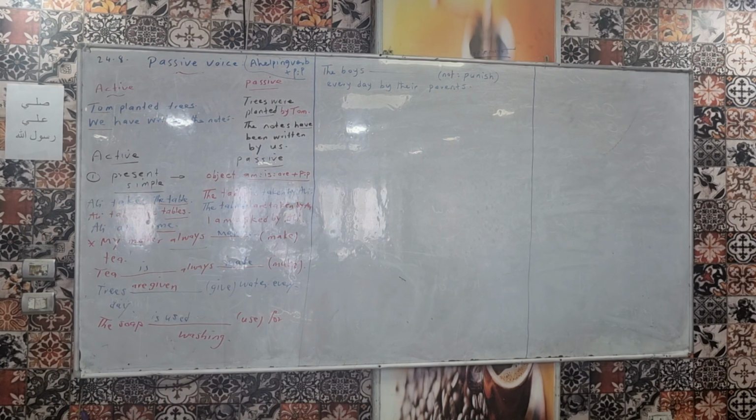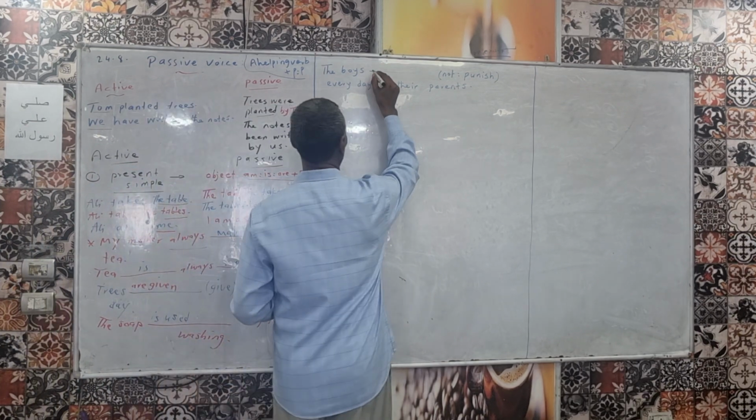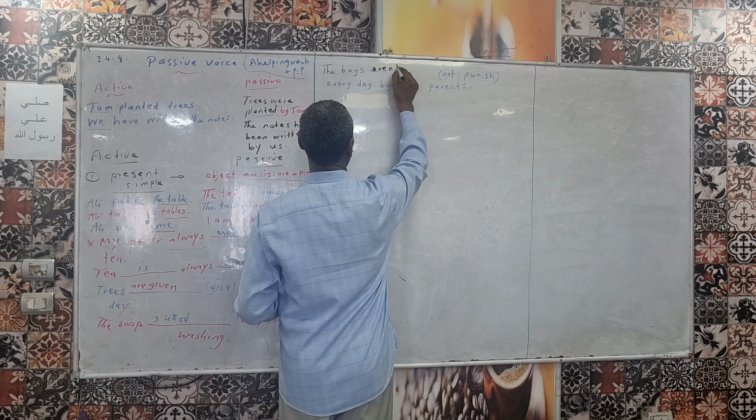Put the verb between brackets in the correct form. The boys not punished every day by their parents. We say the boys are not punished. The boys what? Are not punished.